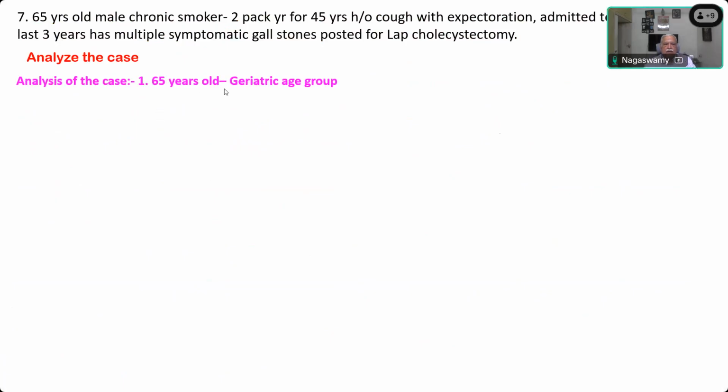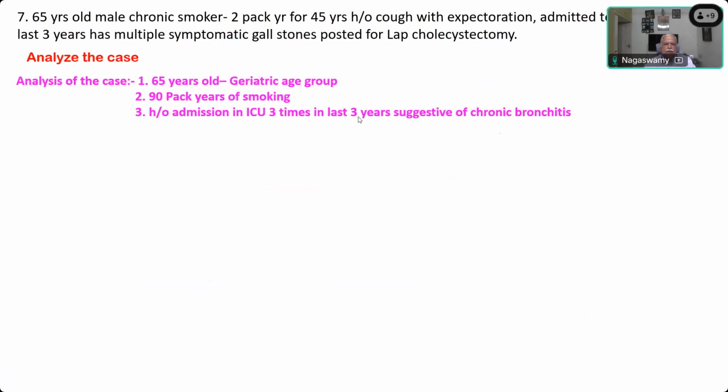So a 65-year-old in the geriatric age group, 90 pack years of smoking, history of admission to ICU 3 times, is suggestive of chronic bronchitis. And this patient is posted for lap cholecystectomy, which is going to use carboperitoneum with CO2. That is another problem. So all the 4 problems have to be analyzed. Important history.